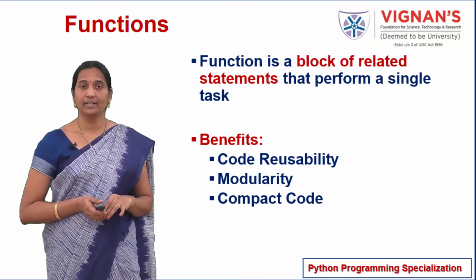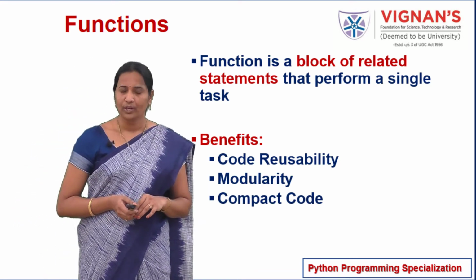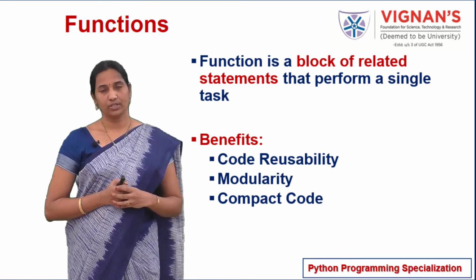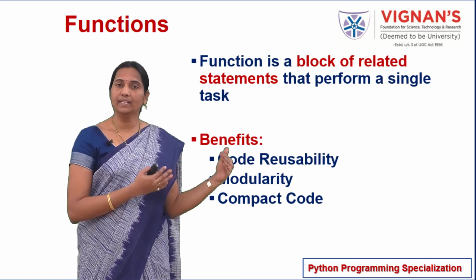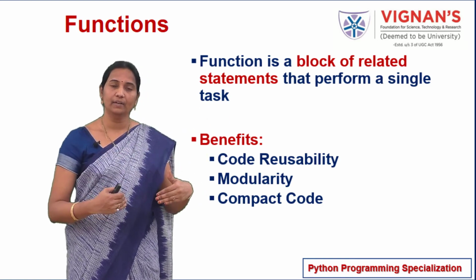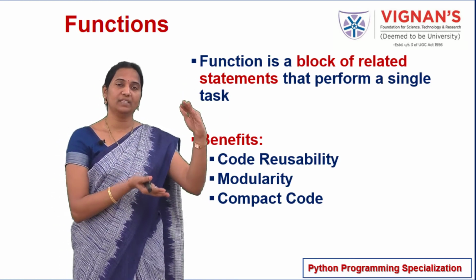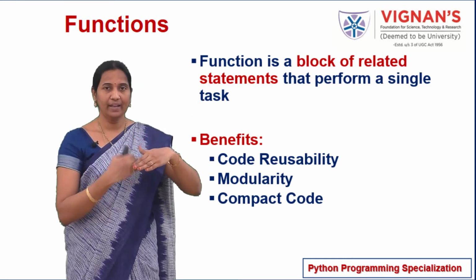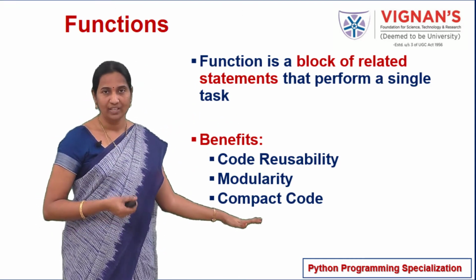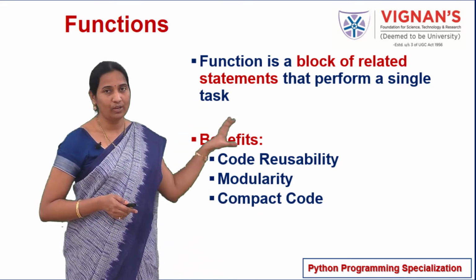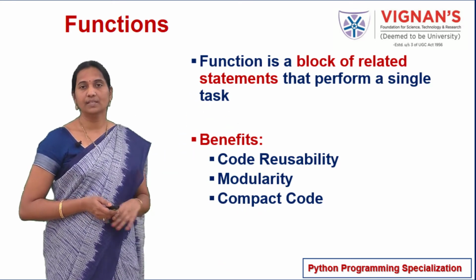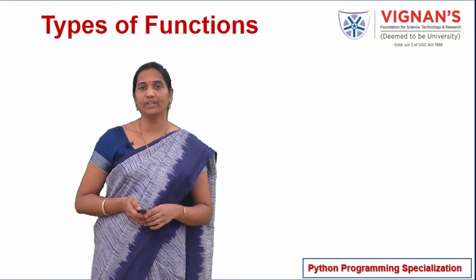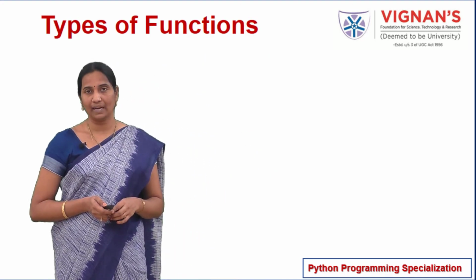Another important advantage is compactness in the code. You can make your code very compact by using functions, because instead of repeating the same code again and again, you implement the function once and the same function is used again and again. Thereby you are reducing the size of the code. That's how your program looks very compact and neat. These are the advantages of using functions. That is the reason why we need to use functions in any programming language.